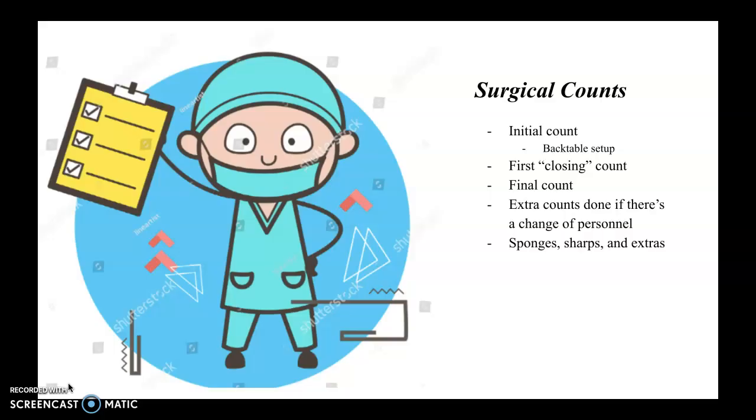But as the surgeon finishes up, you should count. And once the surgeon is done, you obviously want to count one more time. Make sure that any wire that has been clipped is nowhere near the patient's mouth, not in the patient's mouth. You're going to do extra counts if there's a change of personnel or something is lost, and you are only counting sponges, sharps, and extras because you're not entering a body cavity.